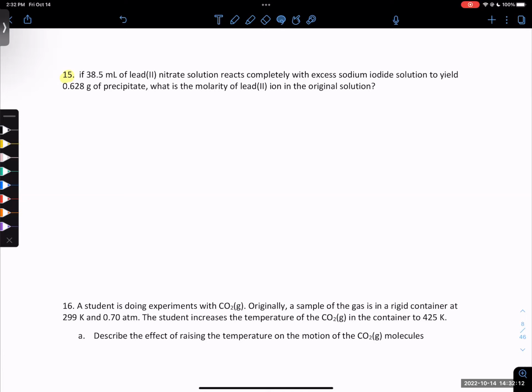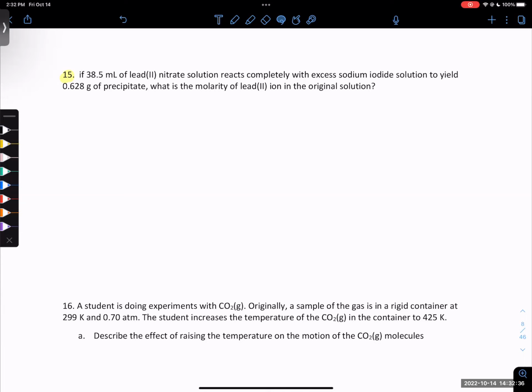So if 38.5 milliliters of lead-2 nitrate solution reacts completely with excess sodium iodide solution to yield 0.628 grams of precipitate, what is the molarity of the lead-2 ion in the original solution? How would we go about this problem? Make a chemical equation.